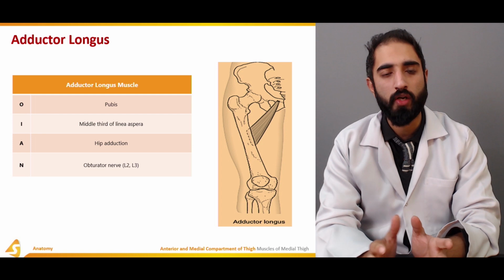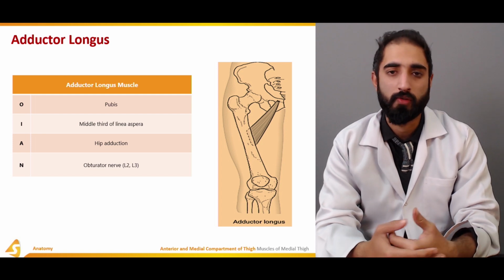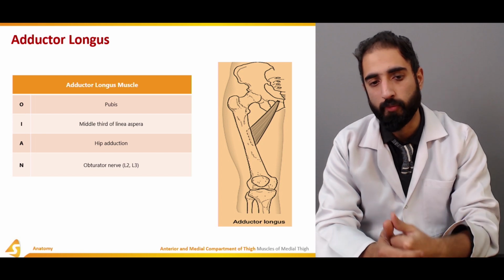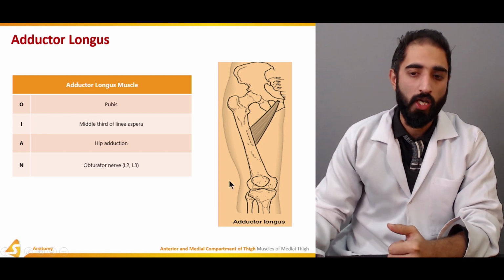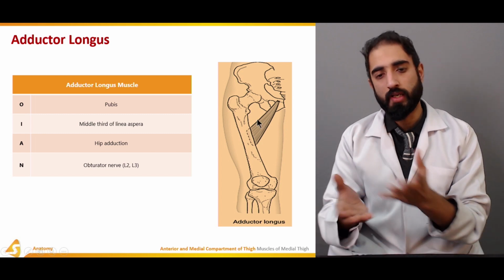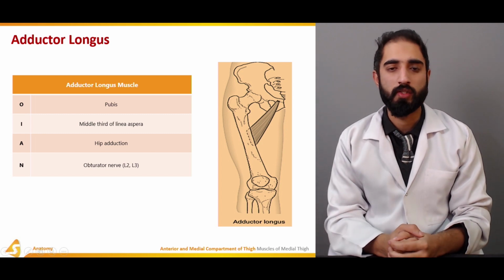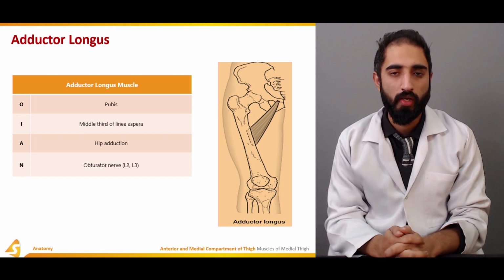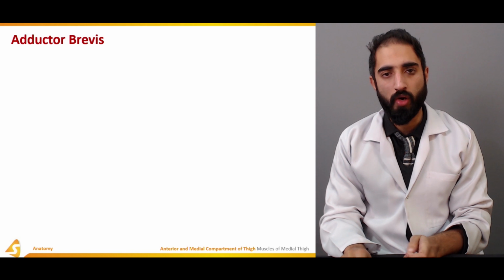Talking about the function of the adductor longus, it is perhaps very intuitive to just see from this slide and the orientation of the adductor longus muscle that it is very obvious it is one of the major adductors of the hip joint.